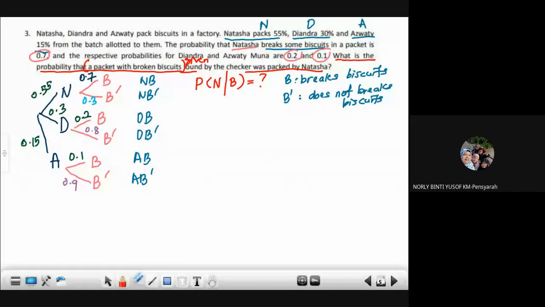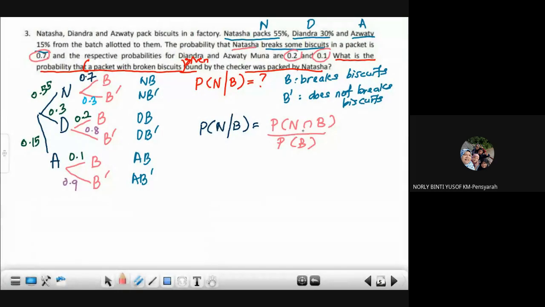Satu kena faham soalan tu. Walaupun dalam soalan tak ada perkataan given atau if. But you have 2 event and the event of broken biscuit is already occurred. So that is conditional probability. So you nak cari probability of Natasha given break biscuit using your conditional probability: Natasha intersect broken biscuit divided by probability of broken biscuit.